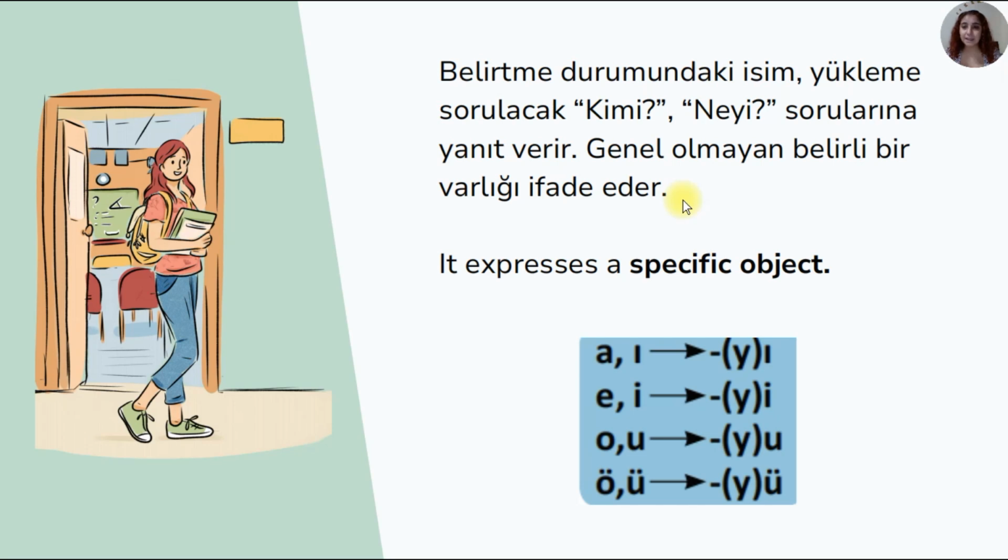Kimi, neyi. And we know what is kim, what is ne. Kim was who, ne was what. And kimi, neyi questions are all related with accusative. What again, or who again, which is the object in your sentence. And let me explain this with some simple things in English.